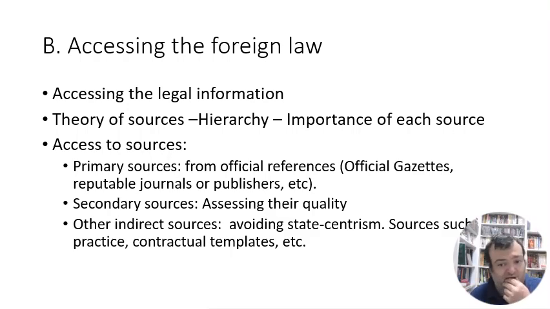Usually primary sources, at least in the Romano-Germanic system, laws and statutes and whatever, we can find them in official references such as the official gazettes, journal officiel, or in some reputable journals or publishers. In common law systems, case law is usually contained in what we call reports. Reports that contain all the case law either of the US Supreme Court or other courts, federal courts or state courts or the England courts, etc. We can find them in what we call reports or reporters.